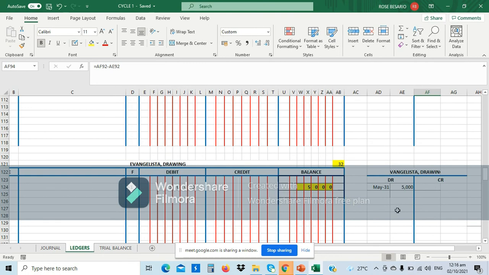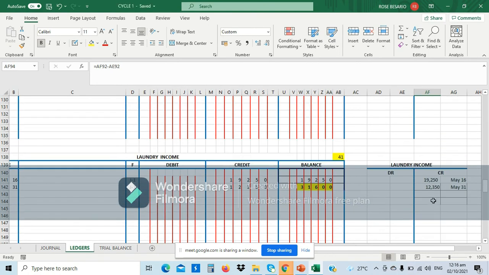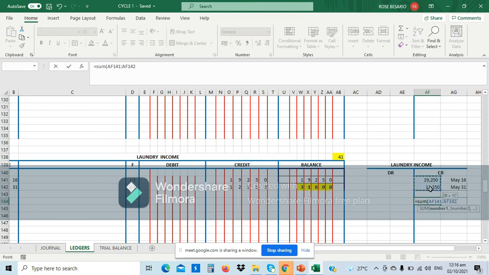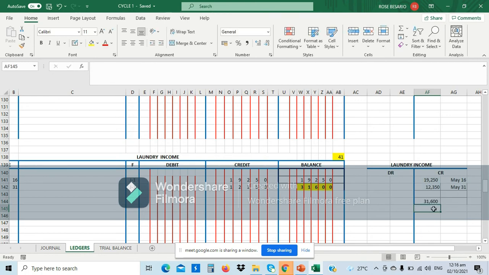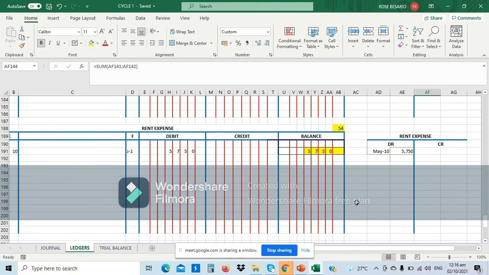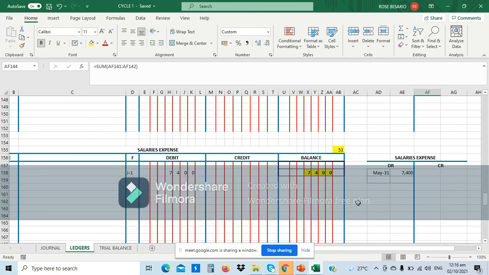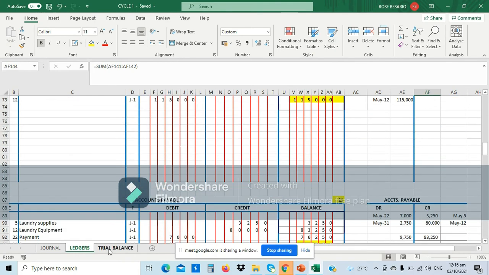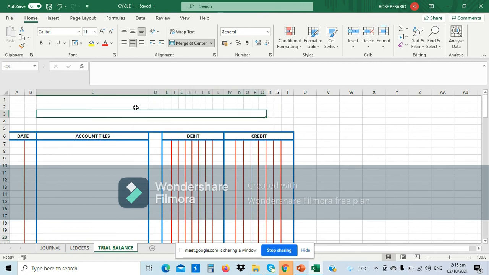Then one entry. Then here you have 2 entries on the credit side, so I just get the total. Equal sum. Okay, so 31,600 should have the same amount. 31,600. Then one entry, one entry, one entry. Okay, so we are ready now to prepare the trial balance. So in your trial balance, first you'll have your heading. So we have self-service laundry.